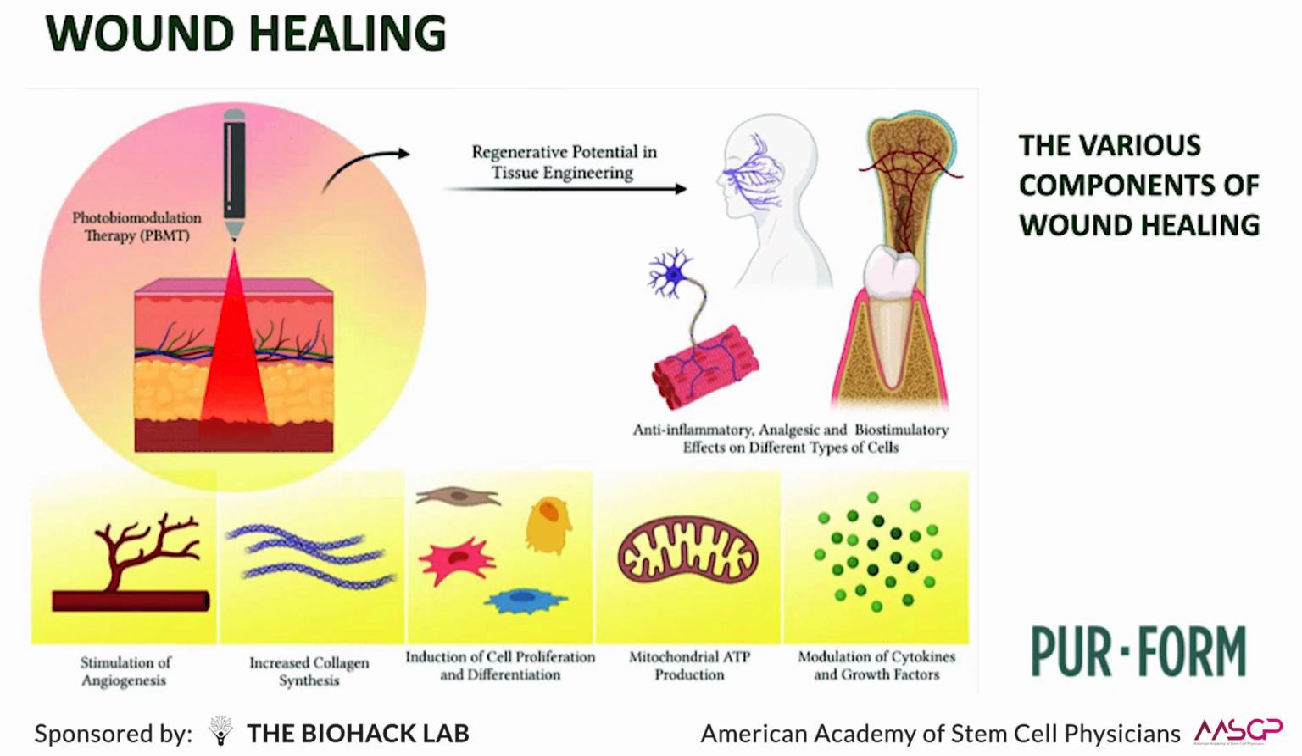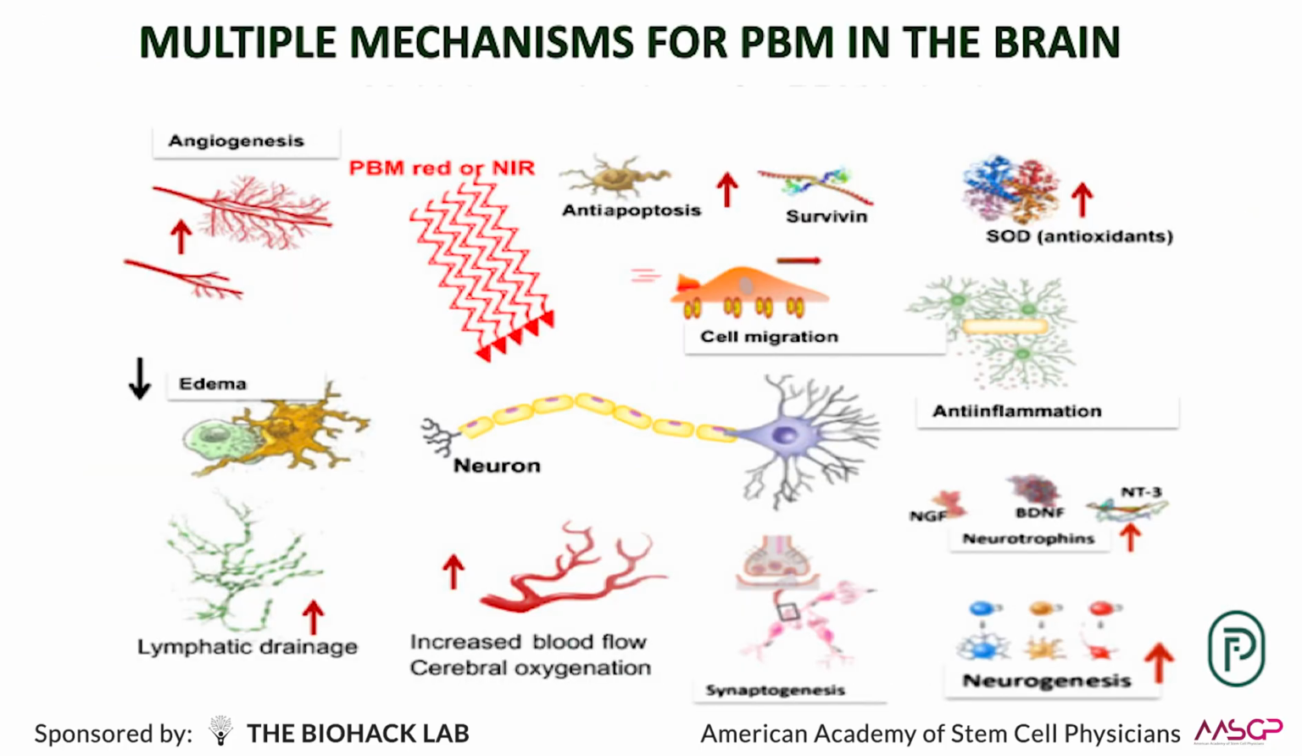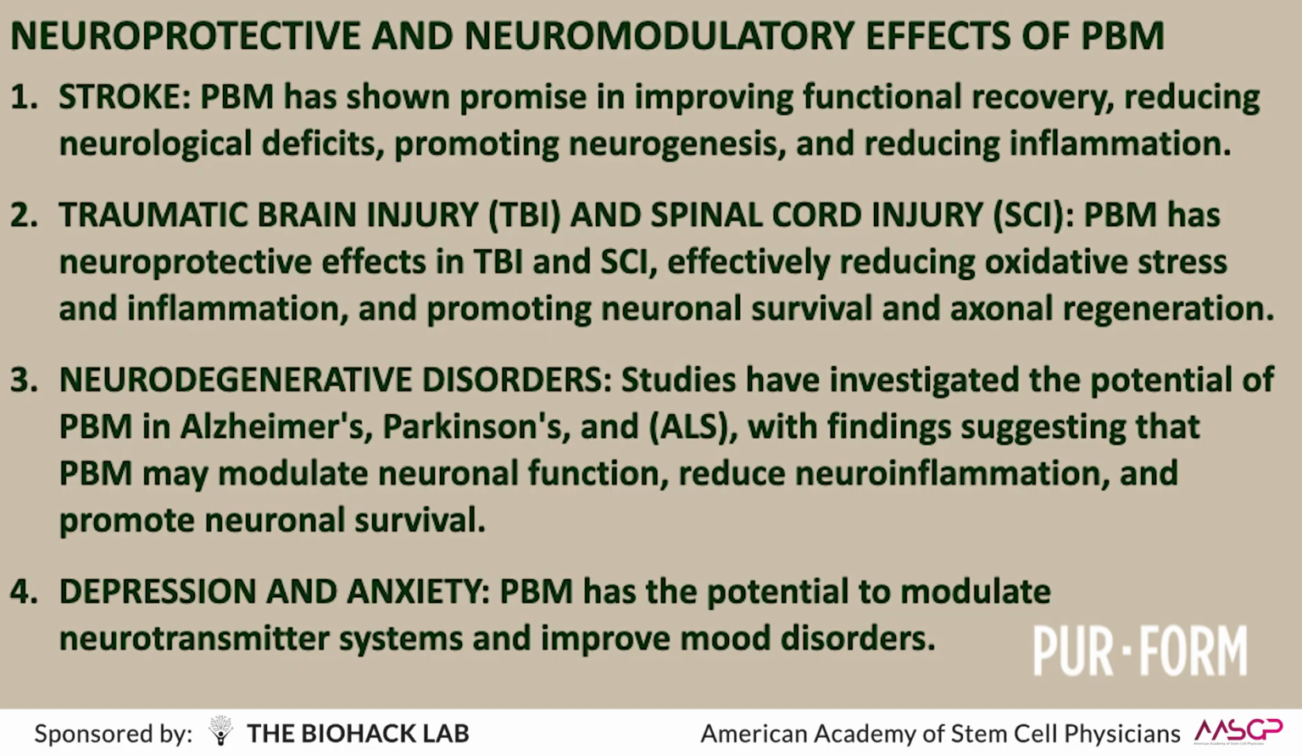Now, another view of the wound healing, same thing. I think I showed you a similar slide previously. Now, let's look at photobiomodulation in the brain. We know that this can have some profound effects. So what does it do? Angiogenesis, SOD, anti-inflammatory, cell migration, neuron health, increased cerebral blood flow, neurogenesis, so many different things that you can see here. And it also helps influence neurotransmitters such as dopamine, serotonin, and glutamate.